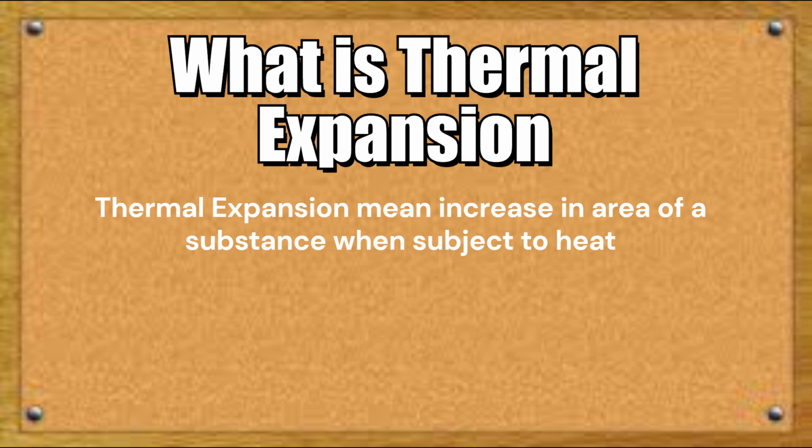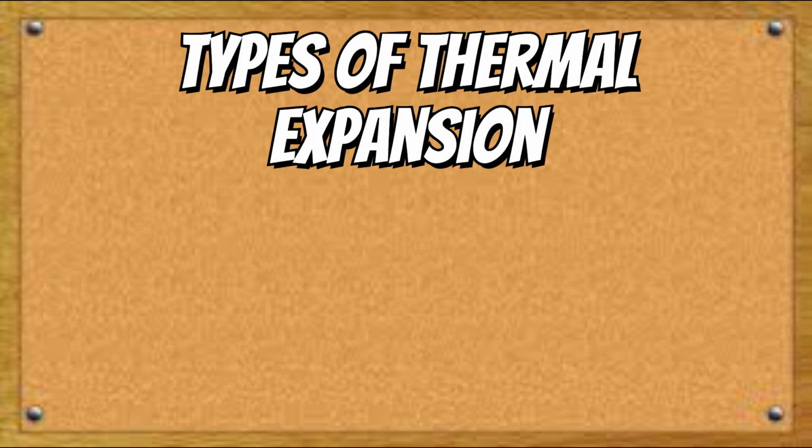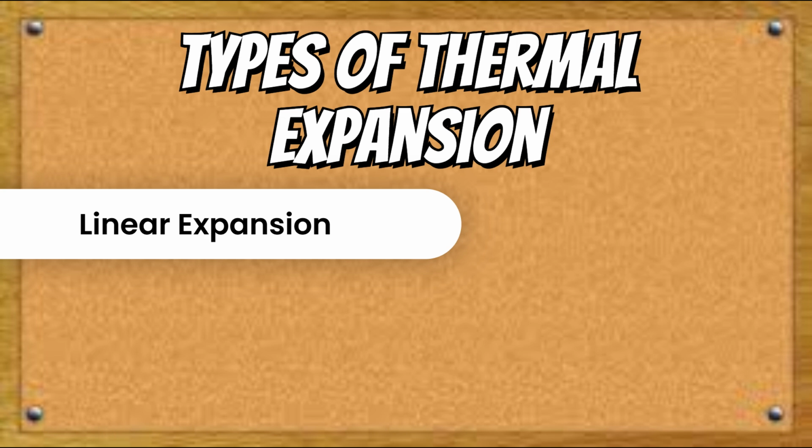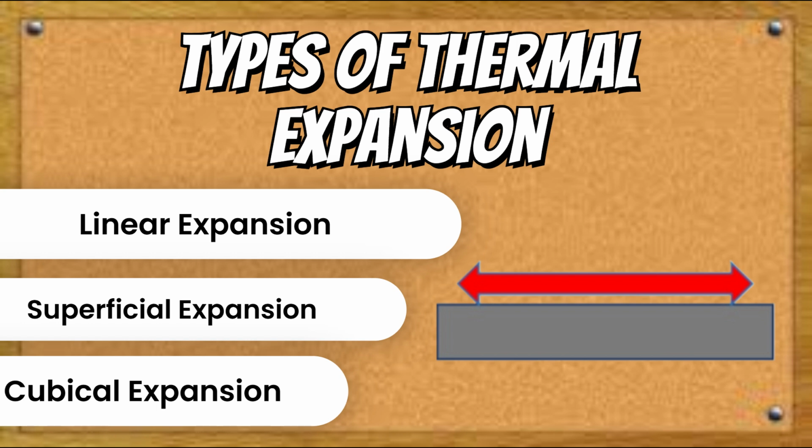Thermal expansion is of three types: linear expansion, superficial expansion, and cubical expansion. First, linear expansion. Linear expansion means an increase in the length of a solid when it is heated. Only the length increases. The width and thickness remain the same. For example, a metal rod becomes longer when it is heated.